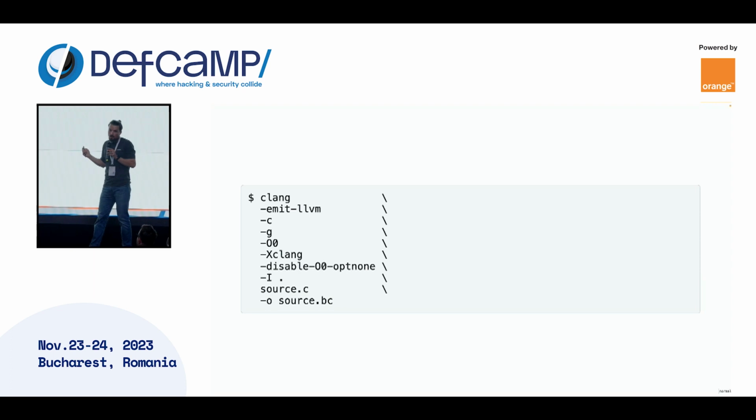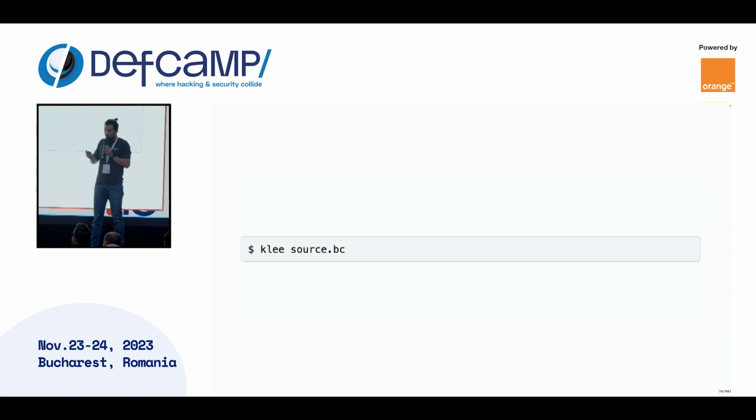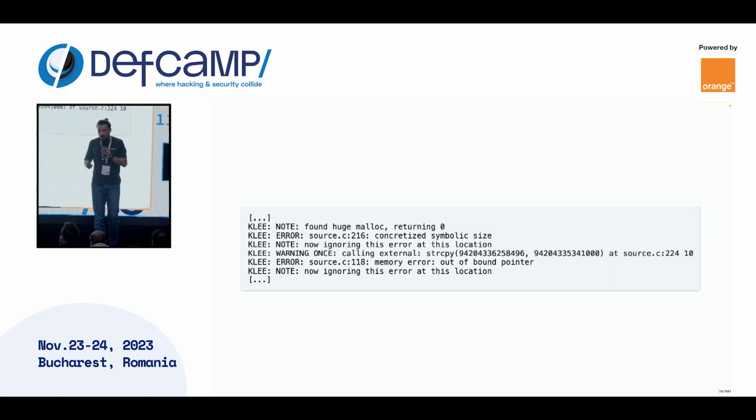This is the clang command that will generate the LLVM bytecode, and after having this, you can only run KLEE with the bytecode which is generated. And in this way, I can have multiple warnings for my C code base. And I can see here that the string copy that was mentioned before in the fuzzing section is also discovered by symbolic execution.